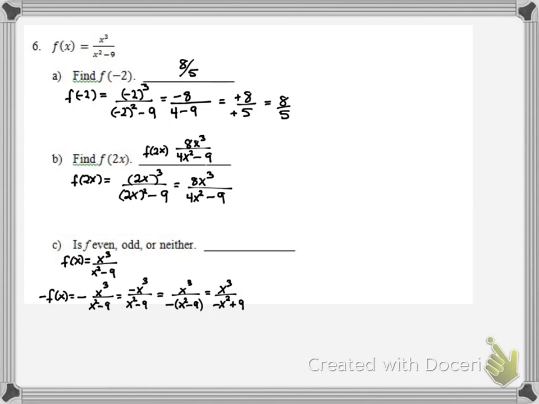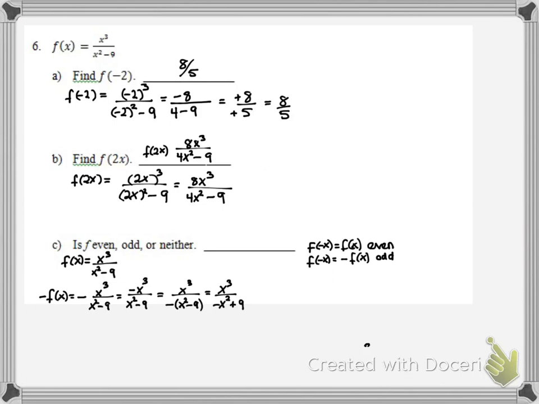Okay, to test for even or odd, the test is this. If f of negative x is equal to f of x, then our function is even. On the other hand, if f of negative x is the opposite of f of x, the original function, our function is odd. And of course, if neither of those is true, the function is neither even nor odd.